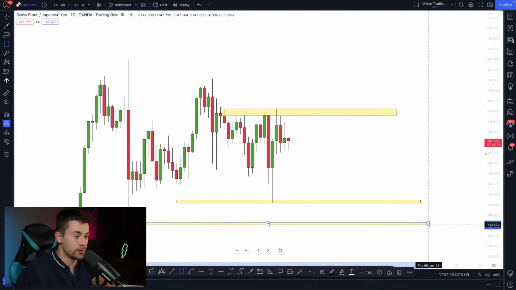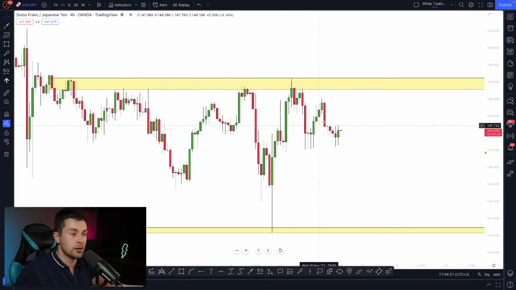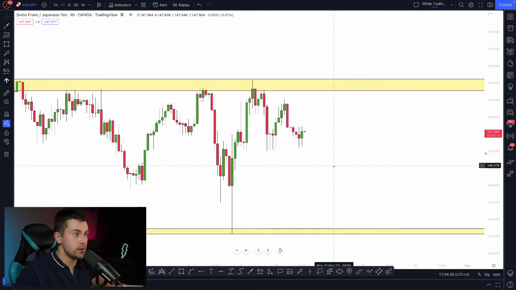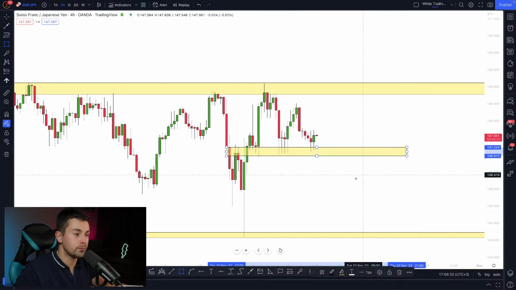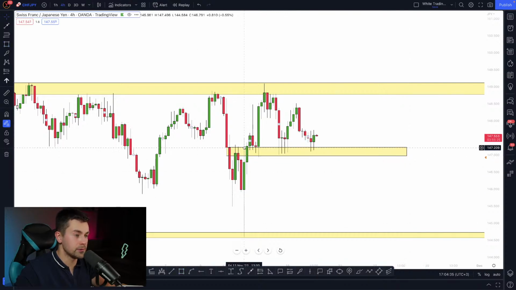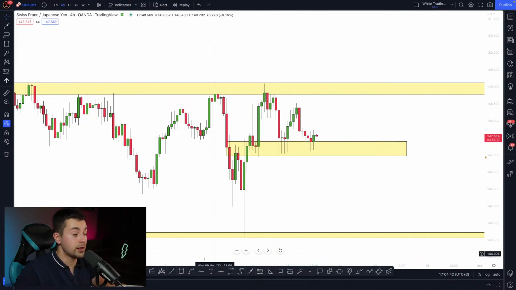By the way, right here we have one more support. You can see that recently the market reached this horizontal resistance. And what we see right here on Swiss yen is that the price then formed a head and shoulders pattern. Yes, here's our left shoulder, the head, and the right shoulder. And you can definitely consider shorting that head and shoulders pattern.